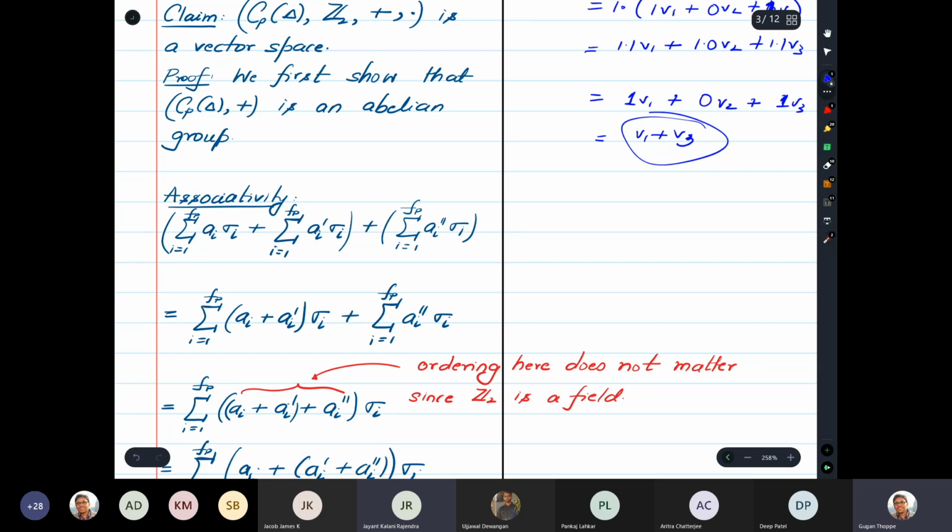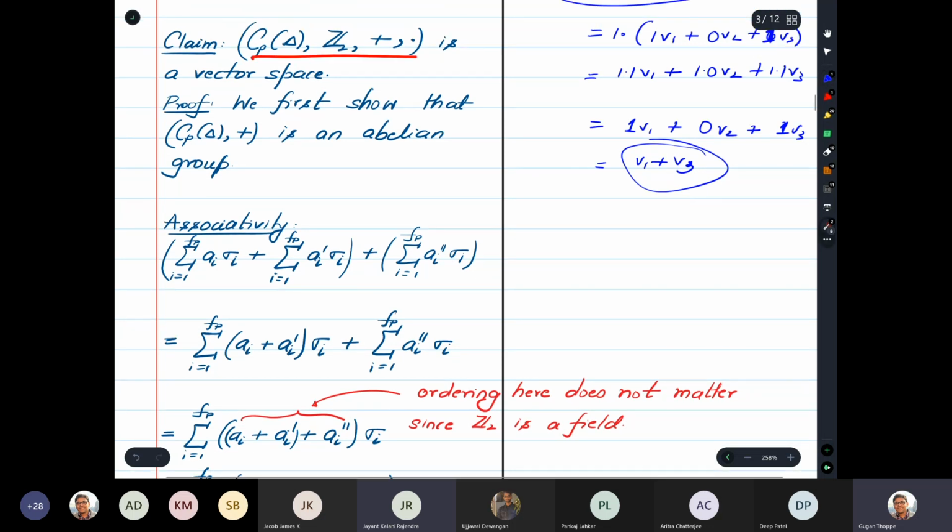Our goal is to show that this CP delta is actually a vector space. If you recall the definition of a vector space, the first thing we have to check is whether this CP delta along with this addition operation that we just defined is an abelian group. Yes, Agnit, please go ahead.